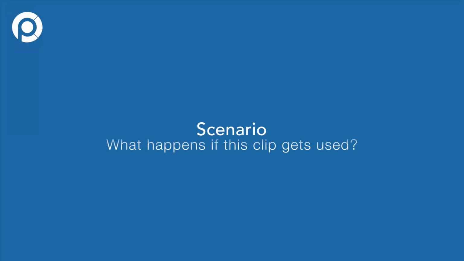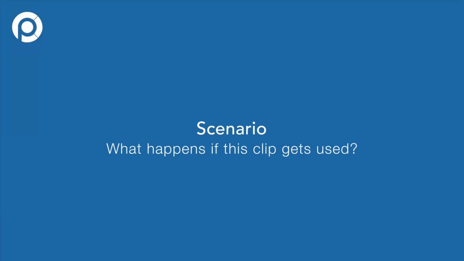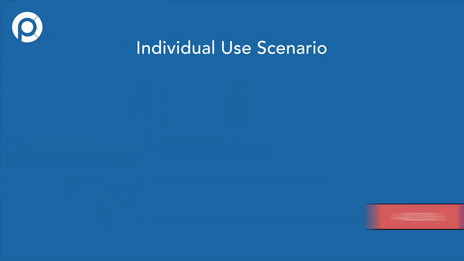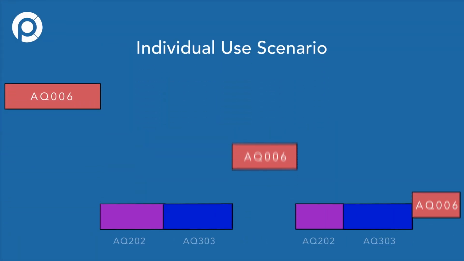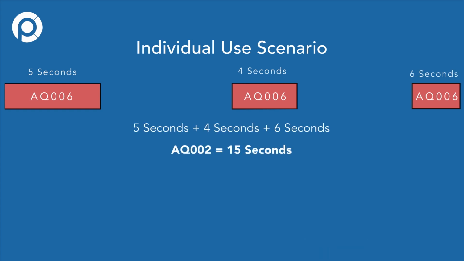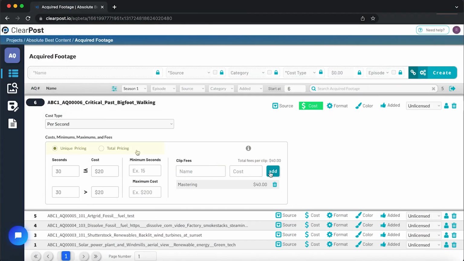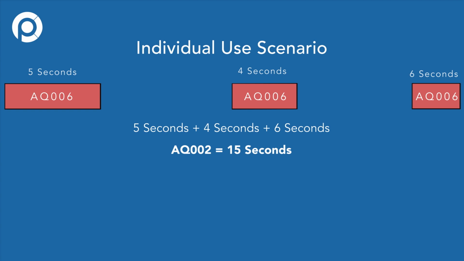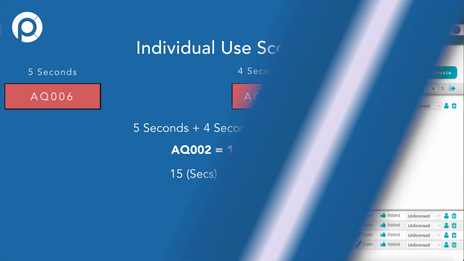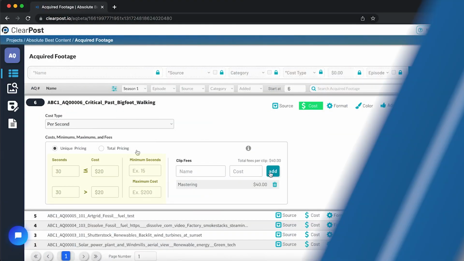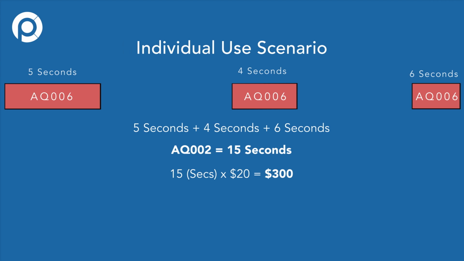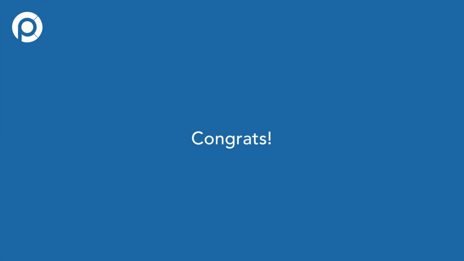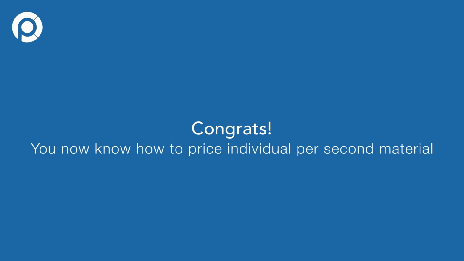Once you have finished adding your cost settings, let's say it gets used in your edit. ClearPost will look to count up the total or unique seconds being used, based on the pricing type you chose here. Next, it will take that seconds count and calculate a price for this piece of acquired footage, based on the cost settings here. And if you've added any fees, those will be added on top of any calculated price. And that's everything you need to know about individually adding cost settings for per second pieces of acquired footage.